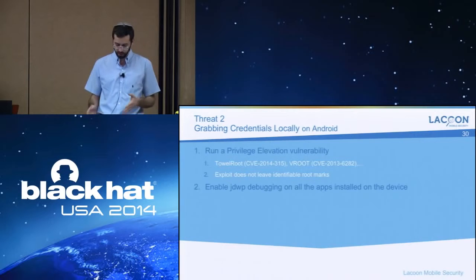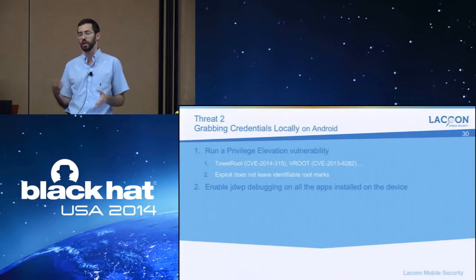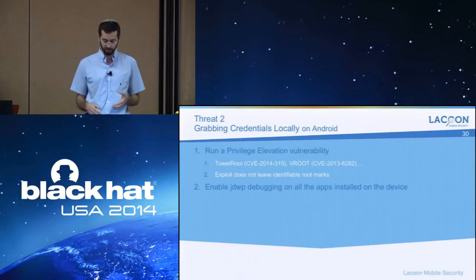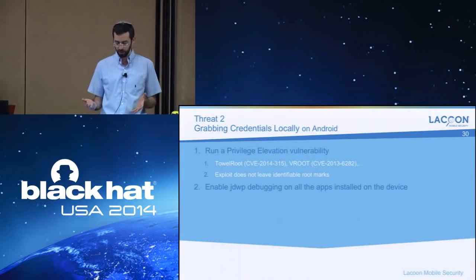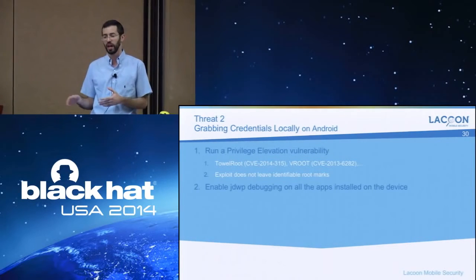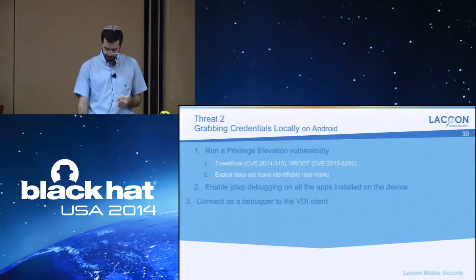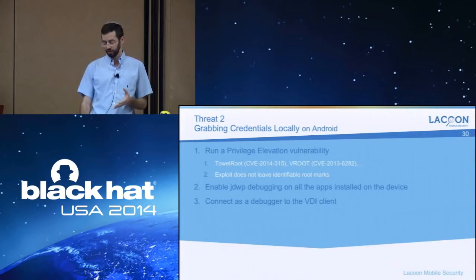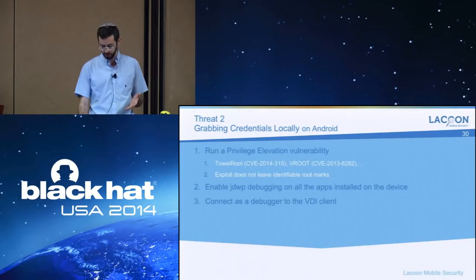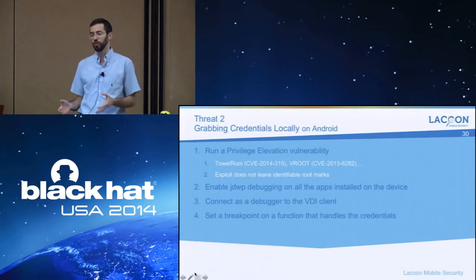So the first thing you want to do is, most of these clients are written in Java or Dalvik for Android, and you want to enable JDWP debugging for all the apps, or at least for that app, so that you'll be able to hook and grab the credentials locally. Then you want to connect the debugger to those VDI clients, sit on the correct function, and once you're in the correct function, just get the information you want out of that function.